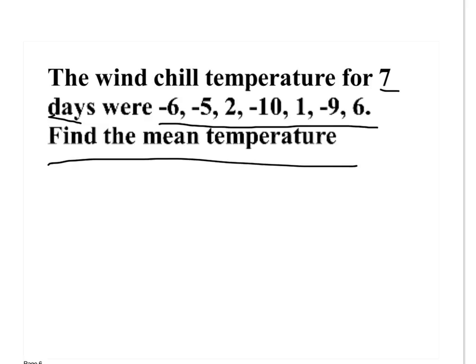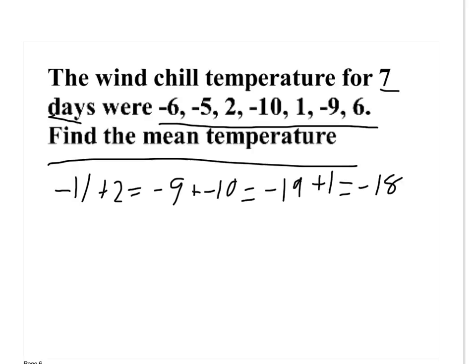Negative 6 and negative 5 is negative 11. Negative 11 plus 2 is negative 9. Negative 9 plus negative 10 is negative 19. Plus 1 is negative 18. Plus negative 9 is negative 27. And then negative 27 plus 6 is negative 21.